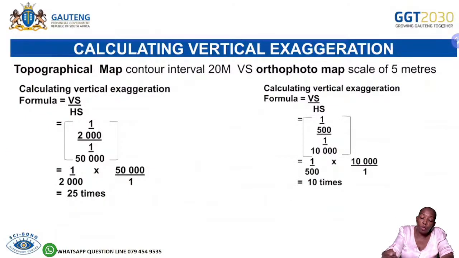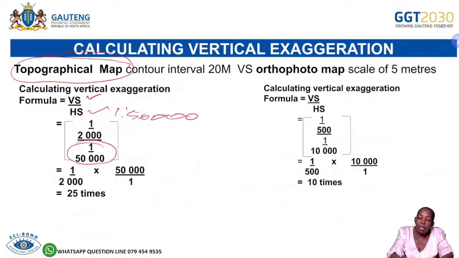Right, so we've already converted. Let's see how then we calculate. So we know our vertical scale is 1:2000. And if we are using a topographic map, so it means our horizontal scale would be what? Our horizontal scale will be 1:50,000. So here we've got 1:50,000 as our horizontal scale. And then here we've got 1:2000.